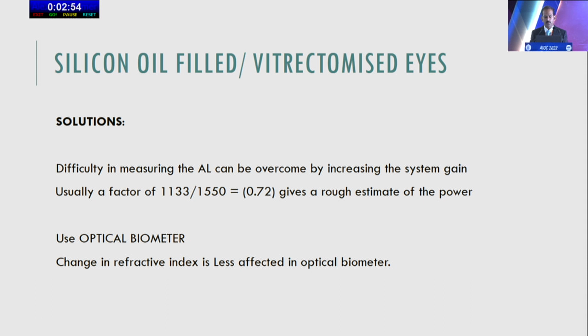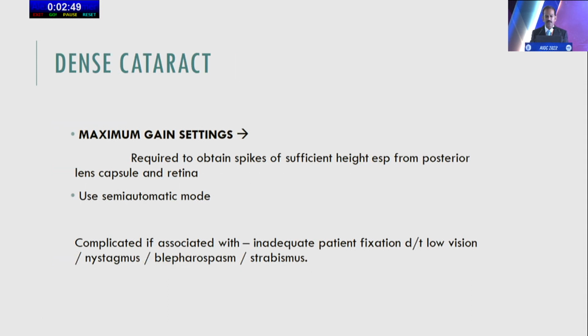The best is to use an optical biometer, because the change in refractive index is less affected in case of an optical biometer. For denser cataracts, where the optical biometer doesn't work, use a maximum gain setting to obtain a spike of sufficient height, and you can use a semi-automatic mode.